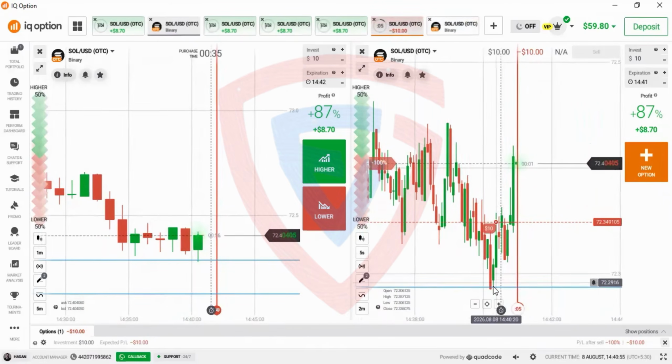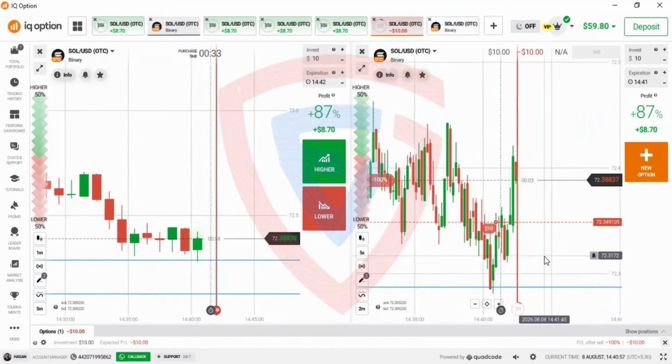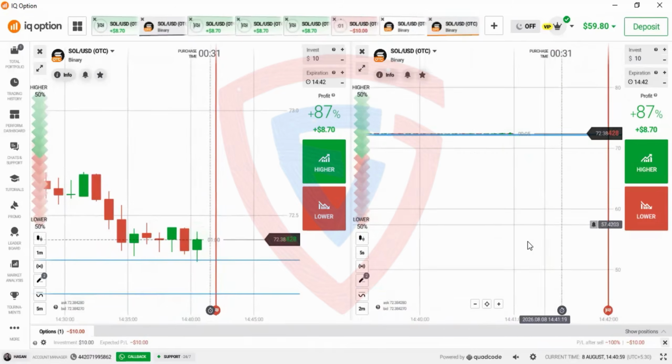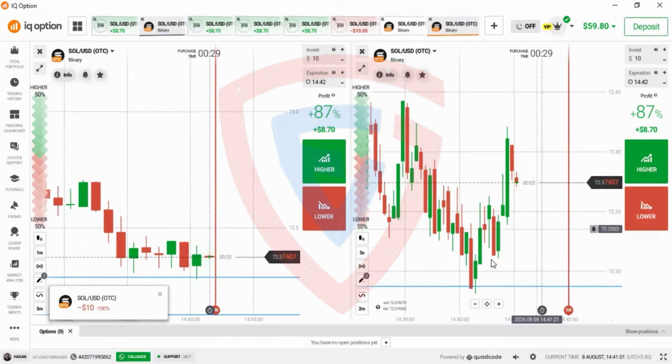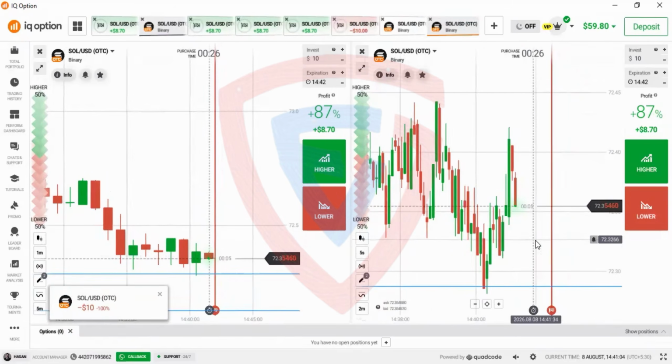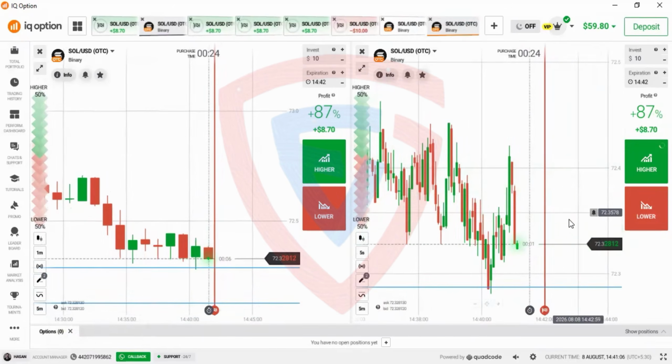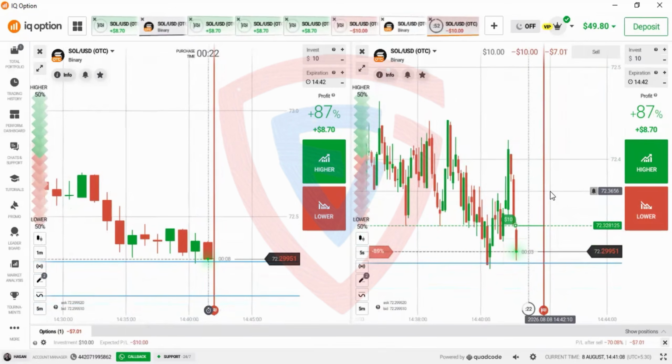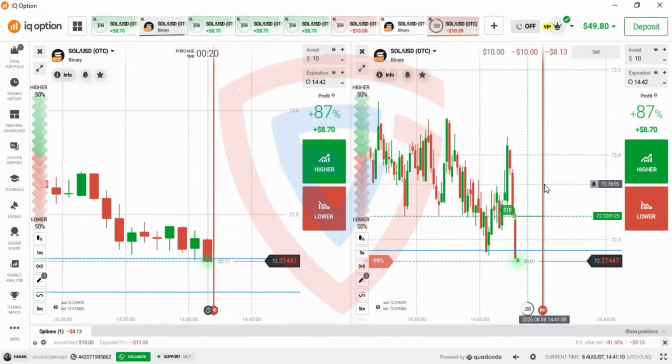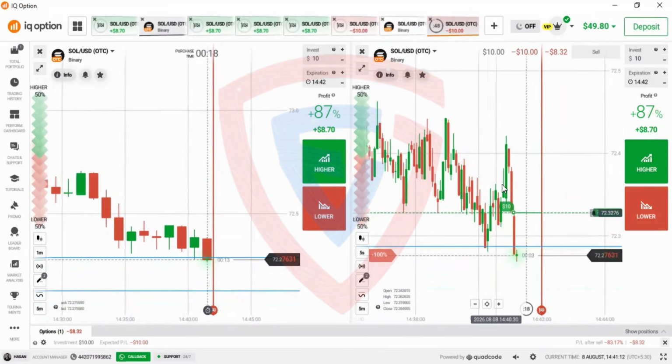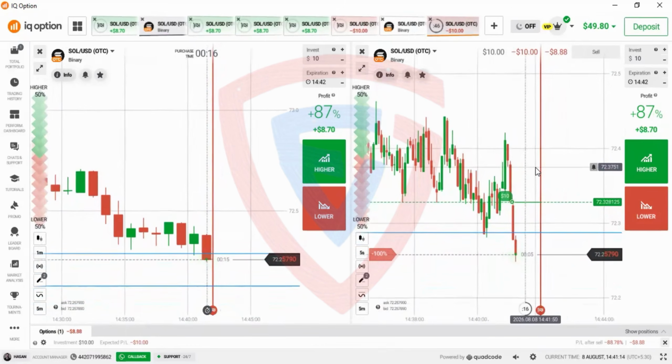Okay, strong buyer centered from this point. So sometimes we may lose, we no need to worry. So now it made a high. So I placed a higher option trade because from this point I saw the market made new high.